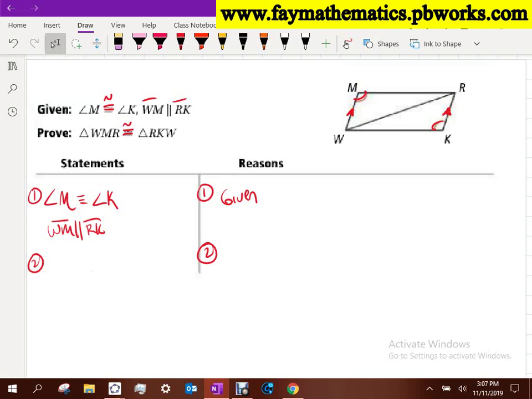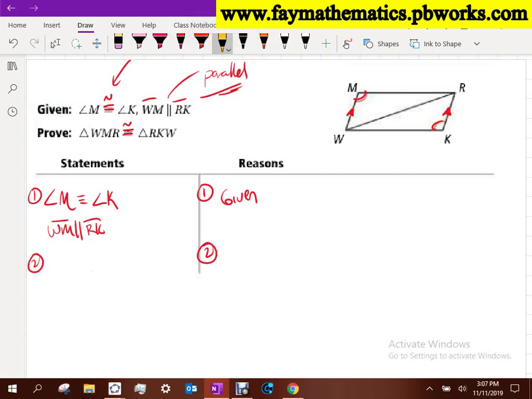What's the vocabulary word up there? Congruent is a vocabulary word, but that doesn't get me anything new. Yeah, that one right there. Parallel is what we're looking for.